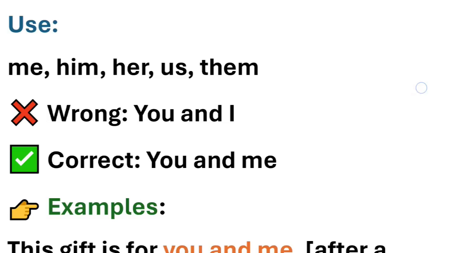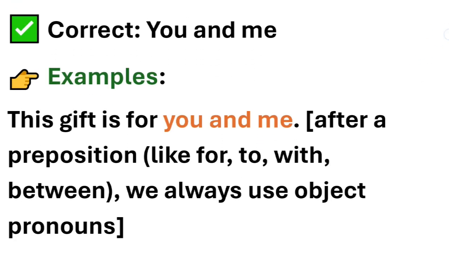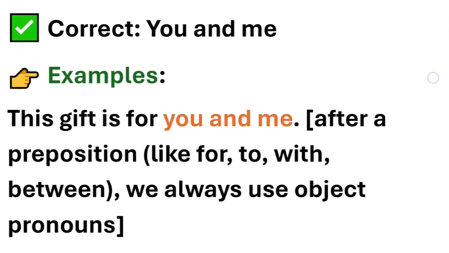Now here you have to be a little more attentive. Don't be confused. We don't have to use you and I, which is subjective kind of rule. The correct will be using you and me, the objective form, and not the subjective one. You and I will be subjective form, and you and me will be the objective form. For example, this gift is for you and me. You and me we have used over here. Why me we have used?